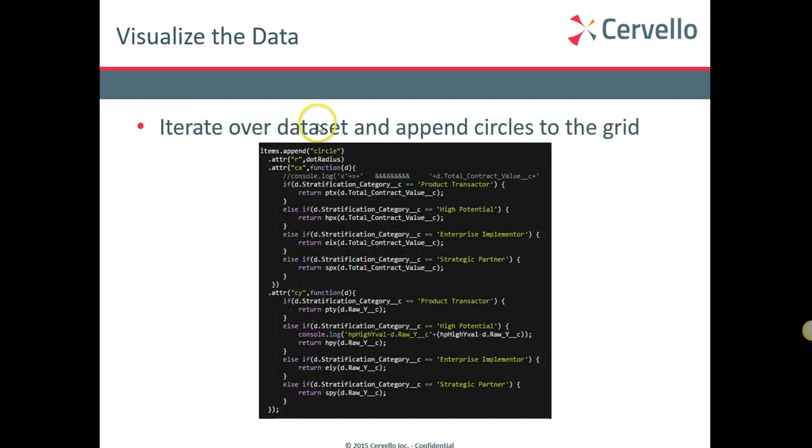Once we have our grid, we need to add dots to it. So you saw in the magic quadrant there were different points that indicated where things should be. So we're going to use the stratification category that sits on the object, and we're going to return an x value that's based off of the total contract value, and then we're going to return a y value that's based on the raw y value, which is basically the survey score data from our stratification solution.